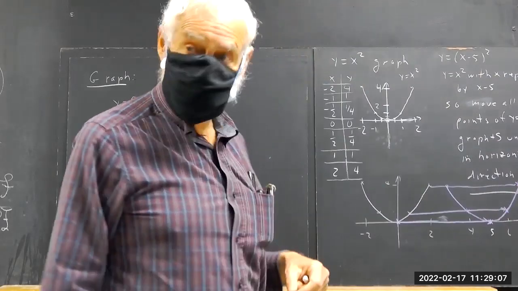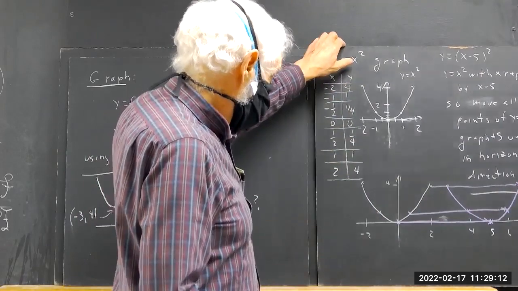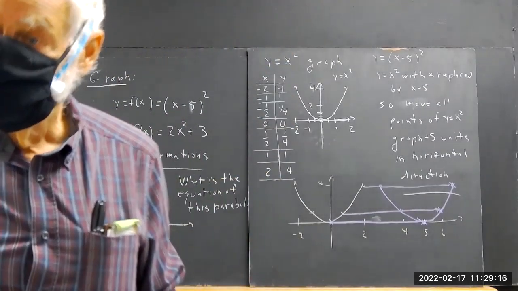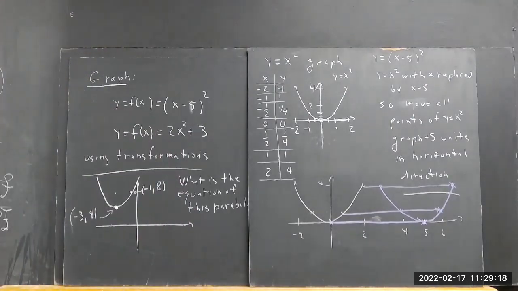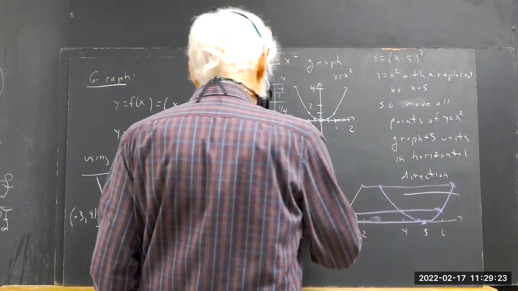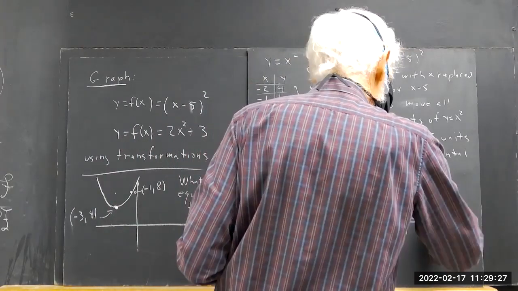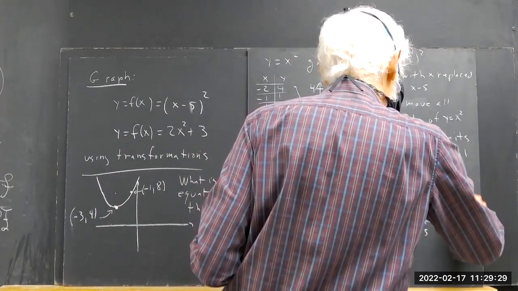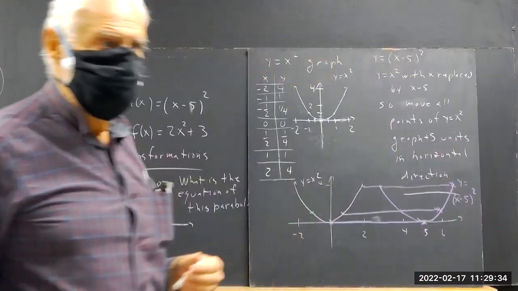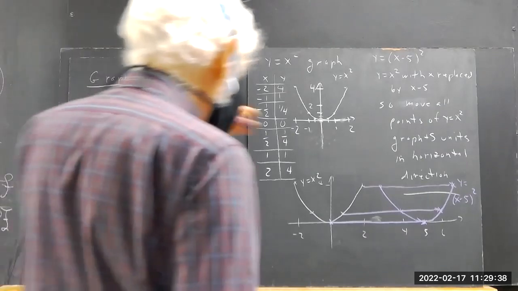Without having to do any calculations, you just have to know how to move things. There it is. So this is a graph of y equals x squared here, and this is a graph of y equals x minus 5 squared. You don't get that graph by making a table, but let's just confirm that this really is the graph.